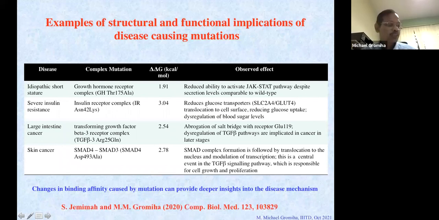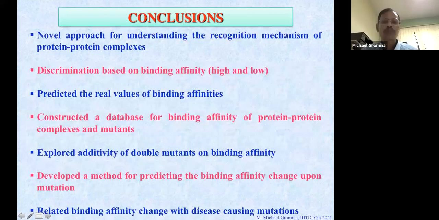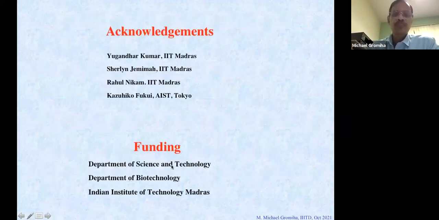Okay, in conclusion, I discussed the recognition mechanism, the various interactions, and we developed methods for discrimination and prediction of binding affinity upon mutation. I discussed the database and activity as well as the method, and we related the binding affinity change with disease causing mutations. I thank my students who did the work on binding affinity, and the funding from the different sources, and these are the reference books.